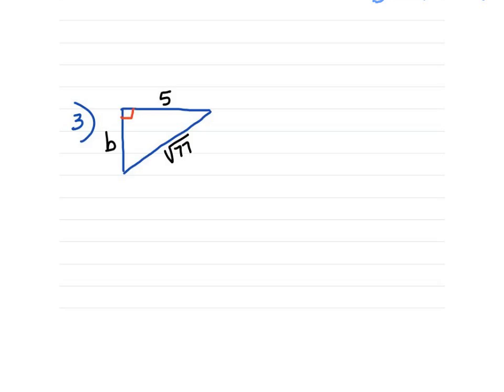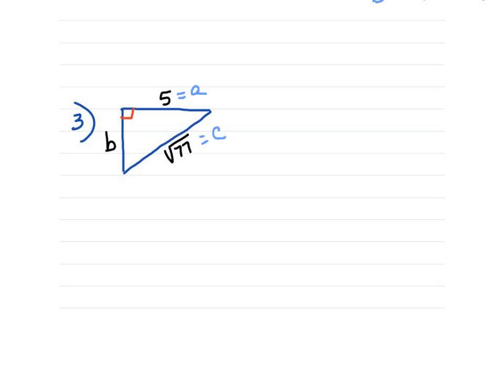Okay, let's go on to number 3. Please copy down the figure. Notice here your hypotenuse is in the form of a radical. That doesn't change the process at all. Okay, so let's identify our sides. 5 is a leg, and radical 77 is our hypotenuse.